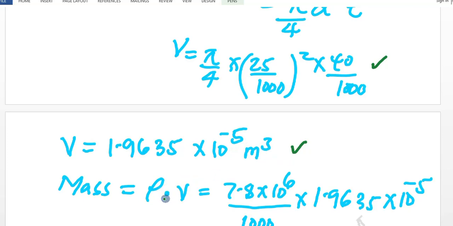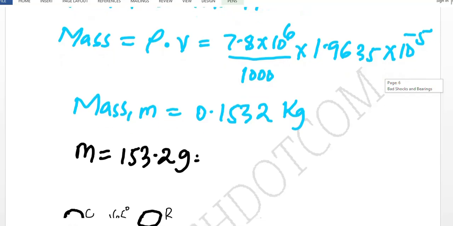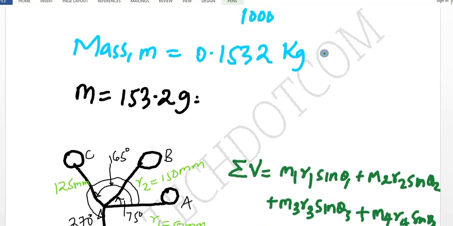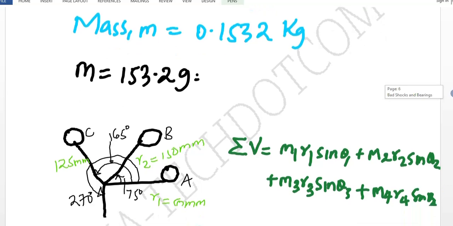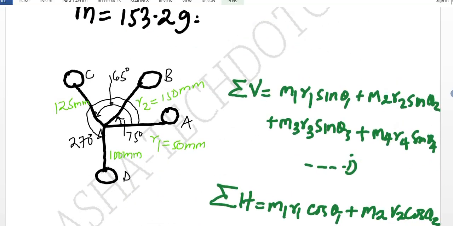Therefore, mass is going to be density times volume. Density is 7.8 times 10 power 6 grams, so converting it to kilograms, I divide it by 1,000. Then I multiply the density by 1.9635 times 10 power negative 5, which is the volume, and the mass of the material removed from the hole is equal to 0.1532 kilograms, or 153.2 grams.